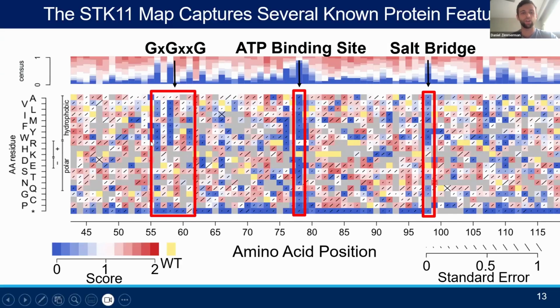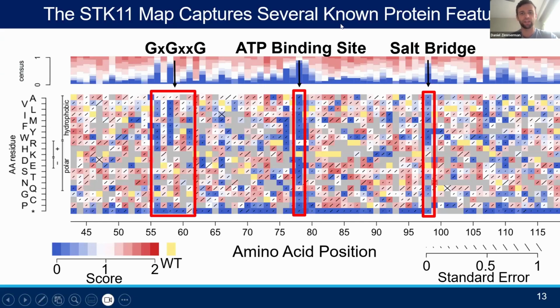Okay, so moving along the protein, we do recapitulate known features of STK11. So here are some known kinase motifs, first off being the GXGXXG motif. This is a glycine-rich loop that acts as a flexible clamp for ATP. And what you can see is that the variable positions, the X's, tolerate nearly all substitutions, while the glycines, the invariable positions, seem to be more sensitive to hydrophobic substitutions compared to polar substitutions.